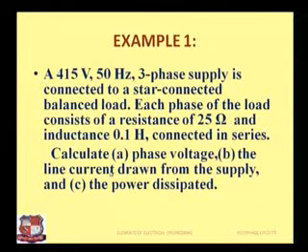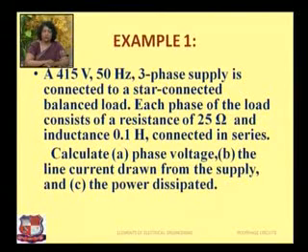Now let us study an example to understand the star and delta connections in detail. The example is: a 415 volt 50 Hz 3-phase supply is connected to a star connected balanced load. Each phase of the load consists of a resistance of 25 ohm and inductance of 0.1 Henry connected in series. See, it is a combination of resistance and inductance. The value of inductance is given, not the inductive reactance. So my dear students, every time read the example twice or thrice while solving. Then you have to calculate the phase voltage, the line current drawn from the supply, and the power dissipated.